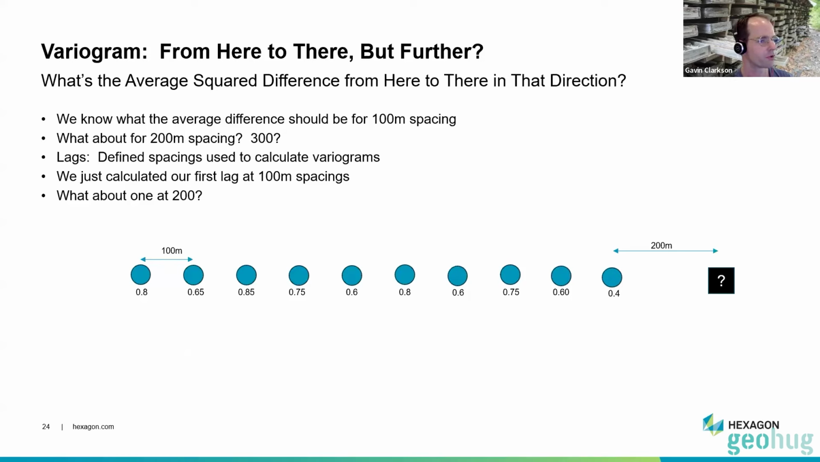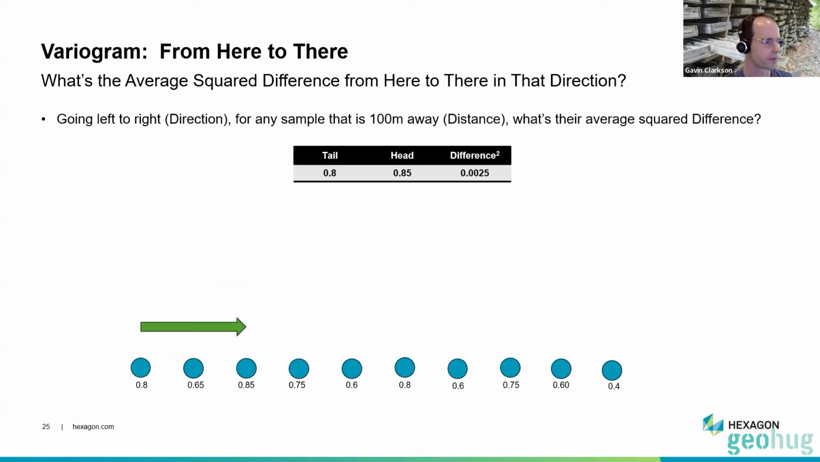We just do another lag spacing, except this time at 200. So lag is the defined spacings used to calculate variograms. You collect tails and heads at certain lag spacings. We started at 100. Now we're going to do 200, and we're going to calculate the next value on our variogram for that spacing. And it's exactly the same, except the arrow is twice as long. We collect the tails and the heads the exact same way, looking in this direction. So we're looking at a certain distance, which is lag, for the average difference between all the points in a certain direction, which is left to right.